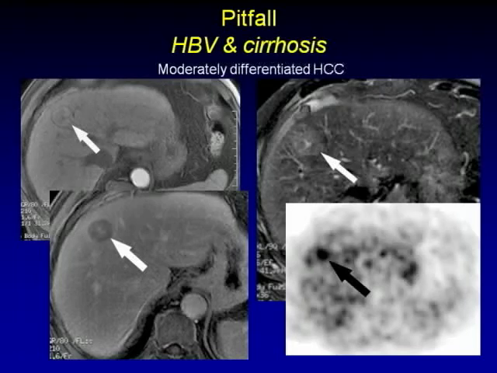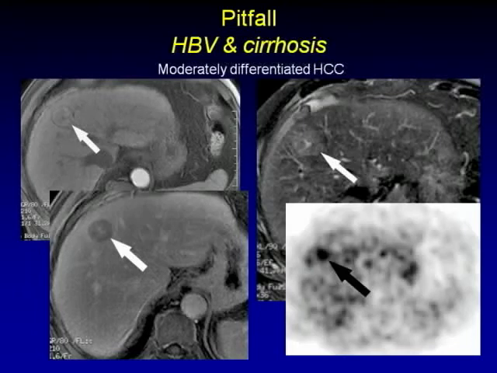But the patient has cirrhosis, and so because of that, there was some concern. The patient actually had a PET scan, and it's really hot. And then this was biopsied, and it was confirmed to be a moderately differentiated hepatocellular carcinoma. So this is the one situation, even if it looks like an FNH, but your patient has cirrhosis or is high risk for HCC, I would still call it HCC.